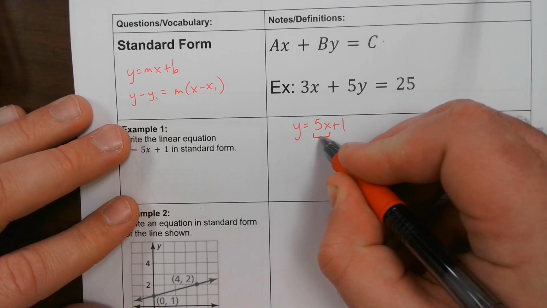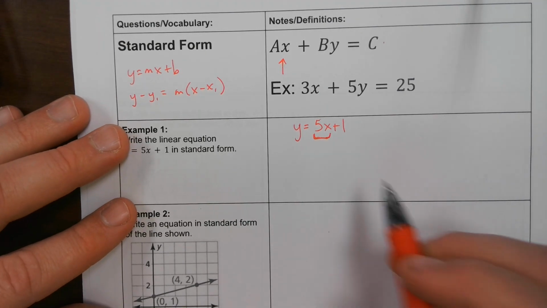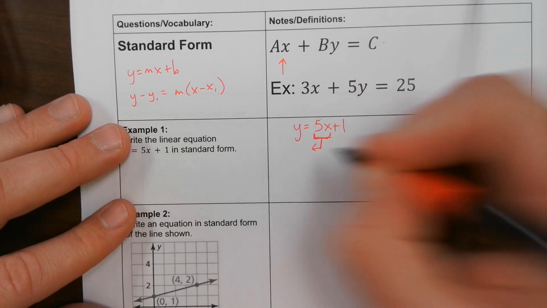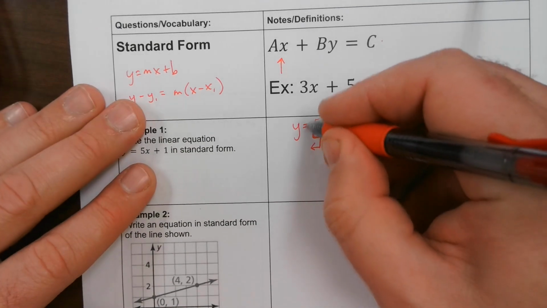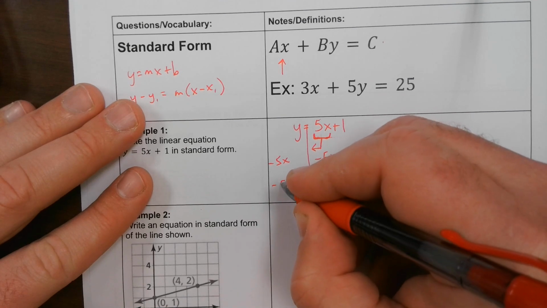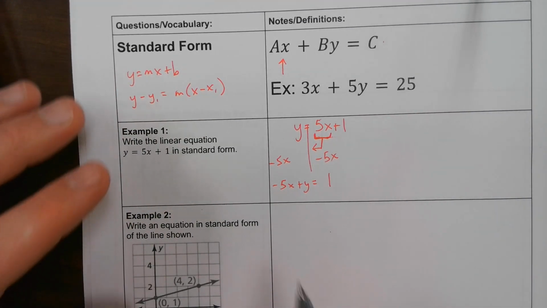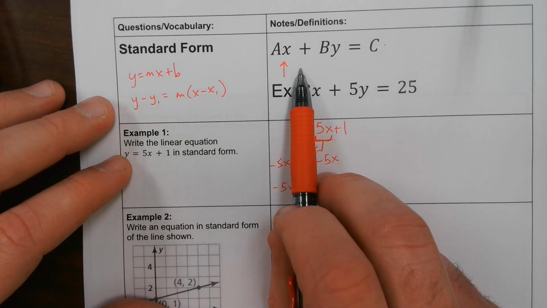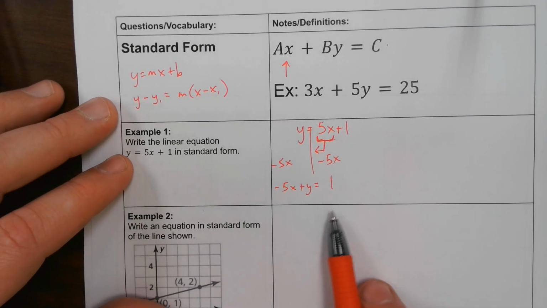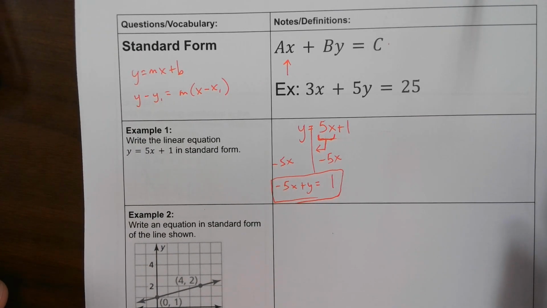So this 5x term, or this term with the x, is supposed to go in the front of our equation on this side of the equal sign, so we need to find a way to move it that way. The way we're going to do that is to subtract 5x from both sides. And I put that x at the very beginning, and you'll notice that I now have it in the form that I wanted. My x term is first, my y term is second, equal sign right after that, and then the constant term on the end. So that is our answer.